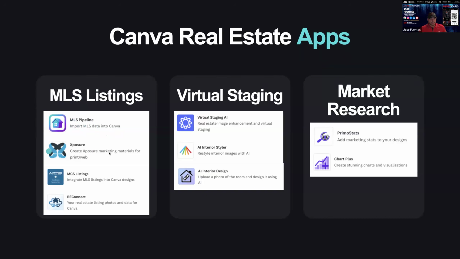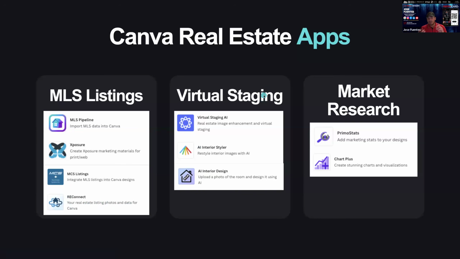You've got exposure for marketing materials for print and web. MCS listings, another one to integrate MLS listings into your Canva designs. And then RE Connect, which is your real estate listing photos and data for Canva.